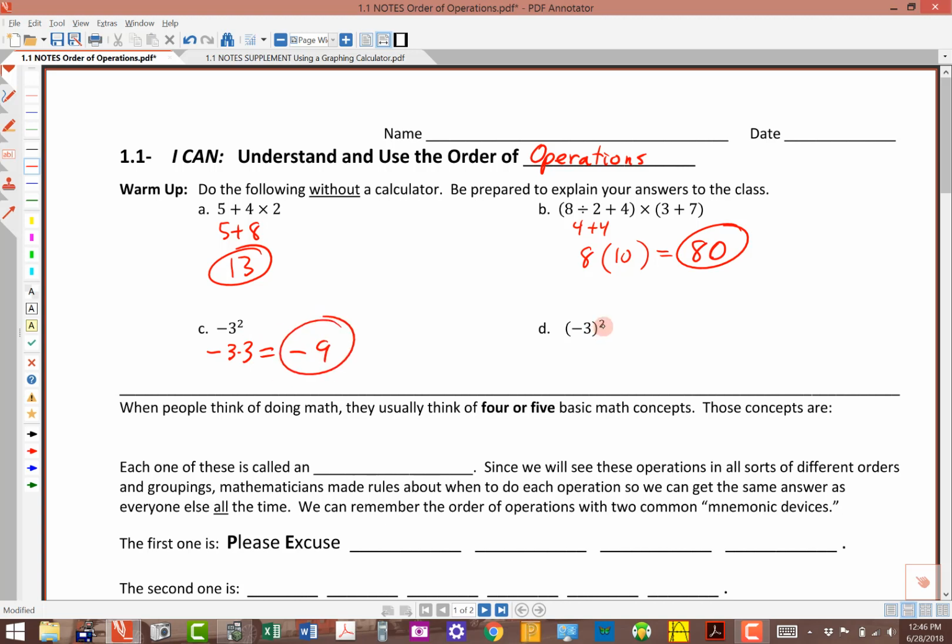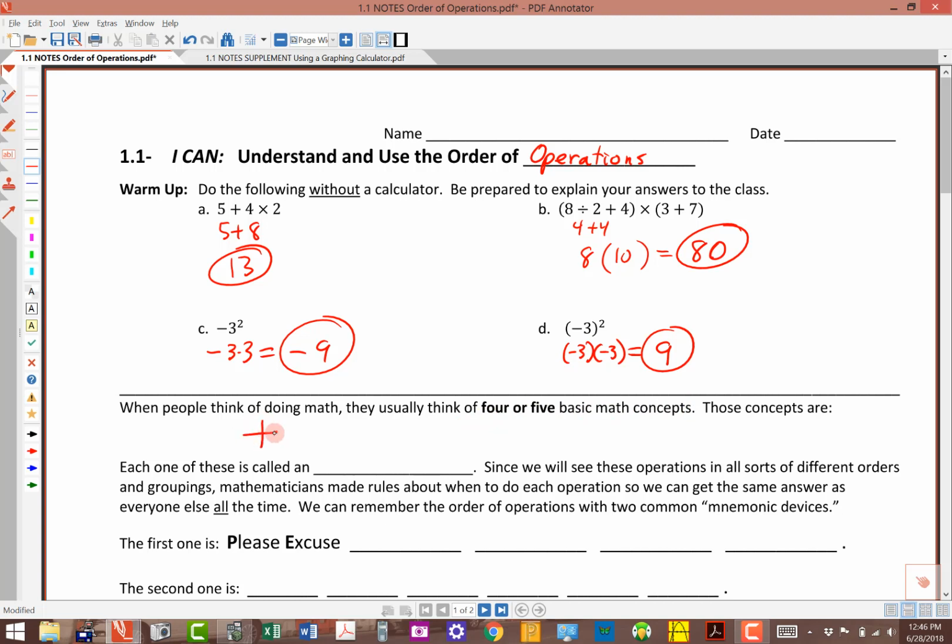And because this exponent 2 is above the parentheses with the negative 3 in it, what it literally means is we've got a negative 3 times a negative 3. So 2 negatives and 2 3's, so that's going to make a positive 9. So if you check your answers with that, hopefully you got the same answer. The idea here is that we all want to get the same answer every single time when we do these problems. So when people think of doing math, they usually think of 4 or 5 basic math concepts, and those math concepts usually revolve around these guys right here.